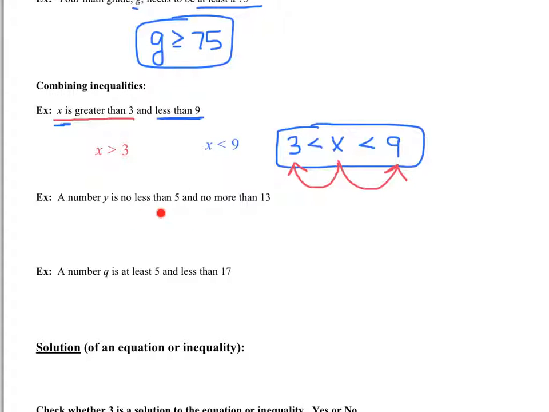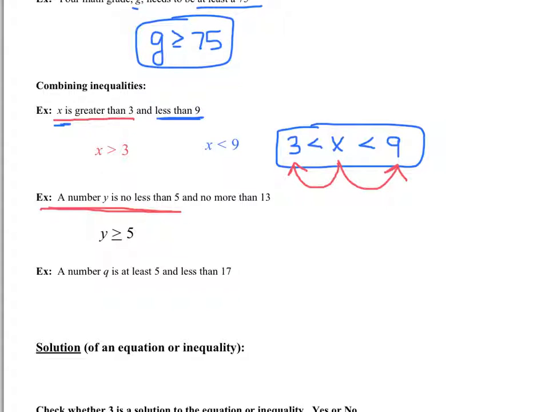So for this one, I'd start by saying a number y is no less than 5. So no less than 5. That would mean that y can be 5 or more, because it can't be less than 5. So it can be 5 or more. It can't be less. And that would look like this. Y is greater than or equal to 5.